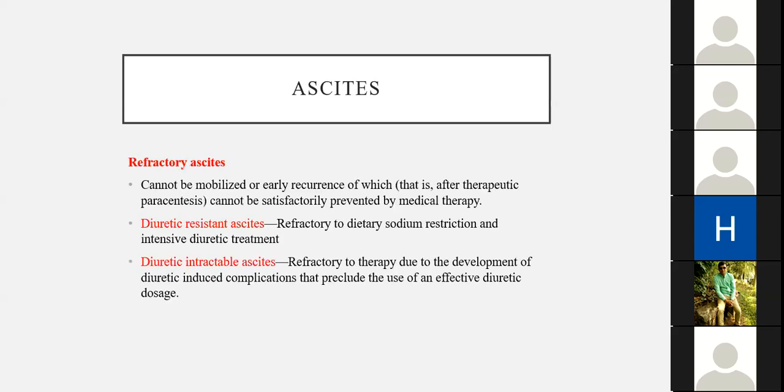Refractory ascites can't be mobilized, or early recurrence of it can't be satisfactorily prevented by medical therapy. It can be diuretic resistant or diuretic intractable. Diuretic resistant ascites is refractory to dietary sodium restriction and intensive diuretic treatment. Diuretic intractable ascites is refractory to therapy due to the development of diuretic induced complications that preclude the use of an effective diuretic dosage.